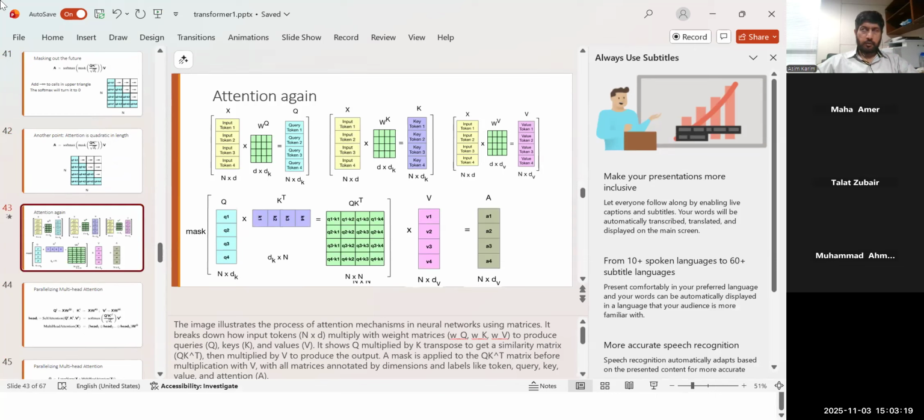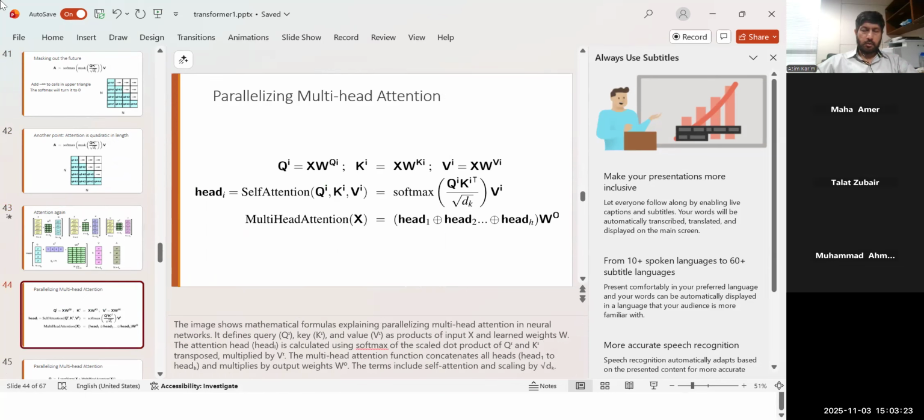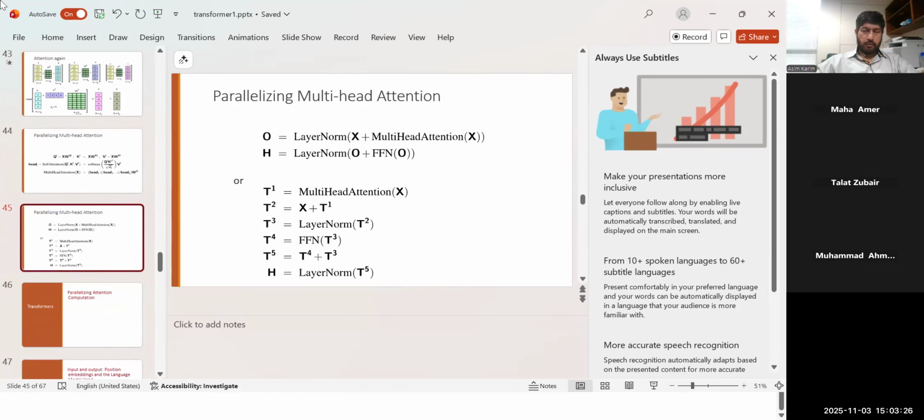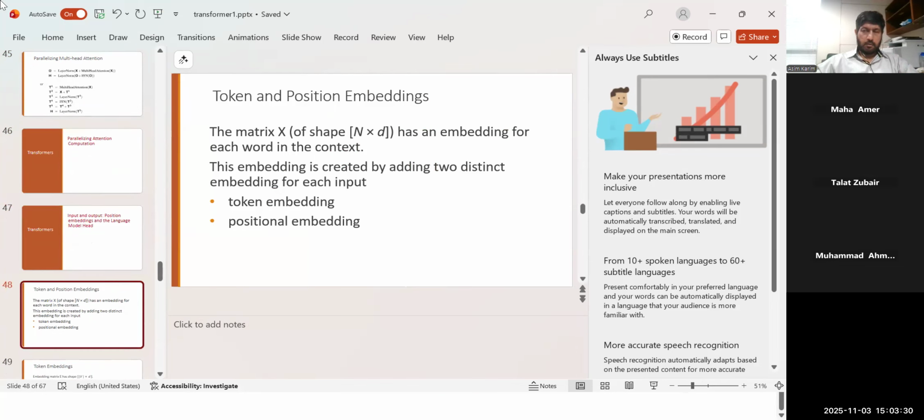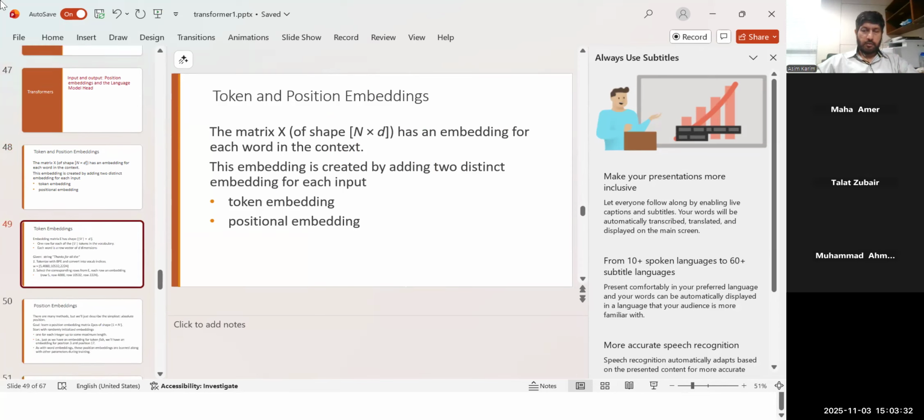So all of this stuff is also given in the slides. The slides, I think, are a fairly faithful representation of the book. We have discussed all of these. We have talked about token and position embeddings as well.